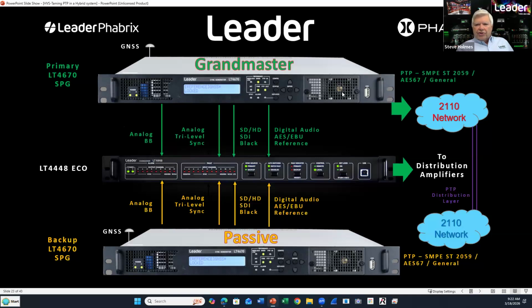Now, this unit is online feeding PTP. This unit's also online through the ECO feeding the network. This unit is passive for what's going out to the PTP, and it's feeding the signals into the ECO, but the ECO is using the other side.